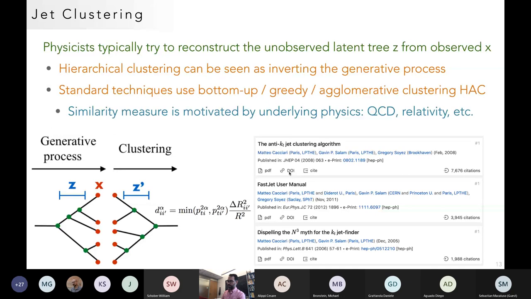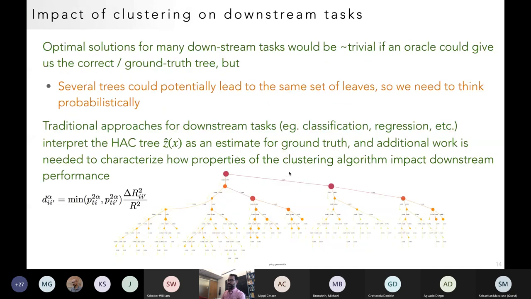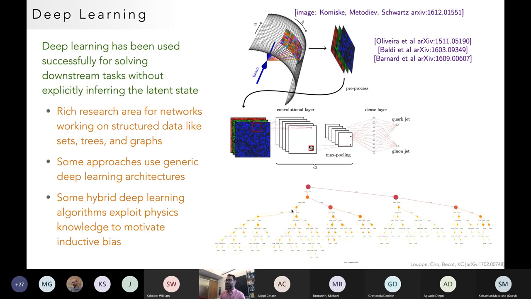All right. So I was here, and I was just trying to make the point that there's been decades of research with people trying to use some kind of clustering algorithm, and then they extract features from this tree, and then they use those engineered features to solve some physics problem. It works pretty well, but it's not perfect. Then, starting around 2015, people started using deep learning.